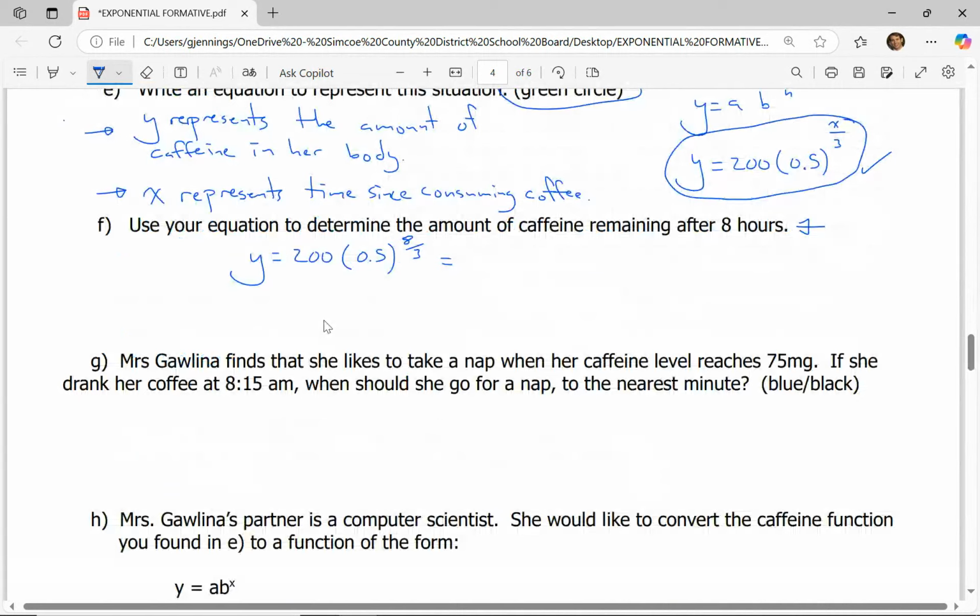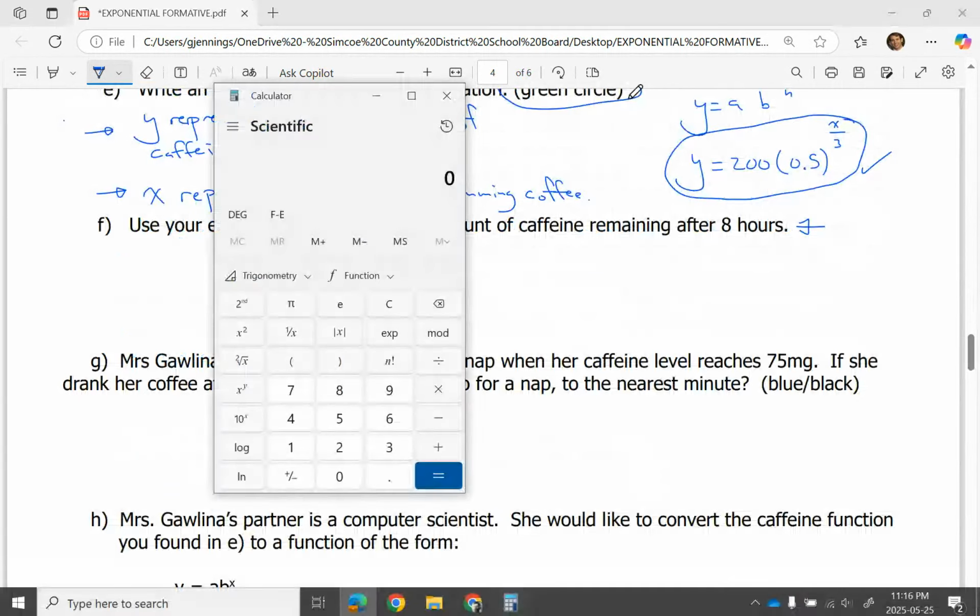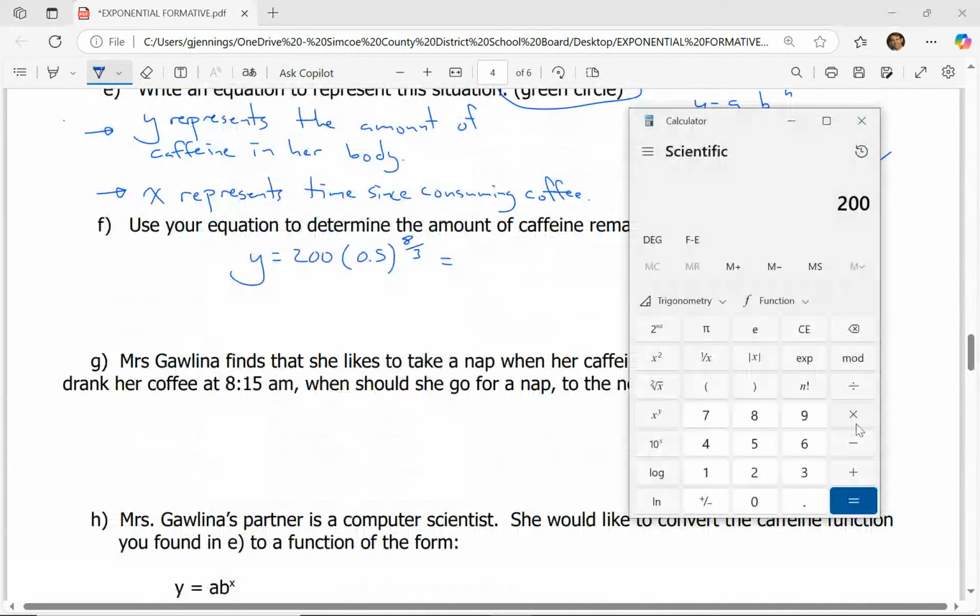Where's my calculator? Come on, computer. You know you want to do math for the students. Okay, here. 200 multiplied by 0.5 raised to the power. Please put your powers in brackets. 8 divided by 3. End your brackets. That's your exponent. Push equals for triumphantly. It's even higher than the 30. I'm so amazed. It's 31.5.